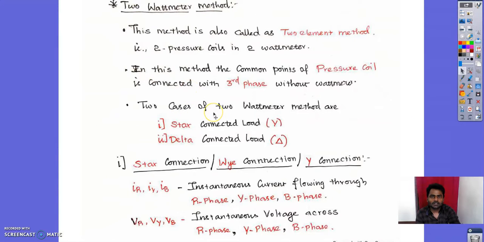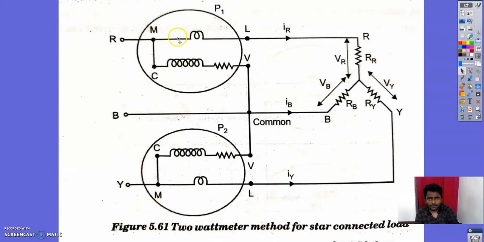There are two cases of the two-wattmeter method, based upon the type of load connected: one is a star connected load and the other is a delta connected load. The star connection is also called the Y connection. The current in the wattmeters is given by the instantaneous currents flowing through R phase, Y phase and B phase, which are IR, IY and IB, and the instantaneous voltages across the R, Y, B phases are VR, VY and VB respectively. And this is the diagram. There are only two wattmeters.